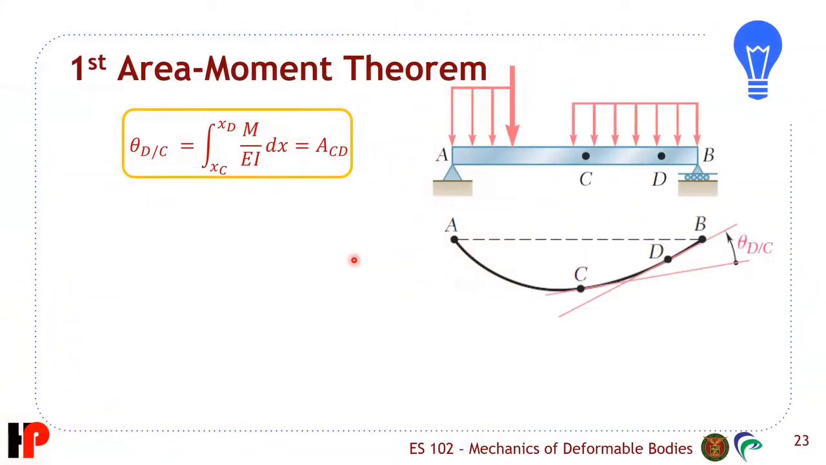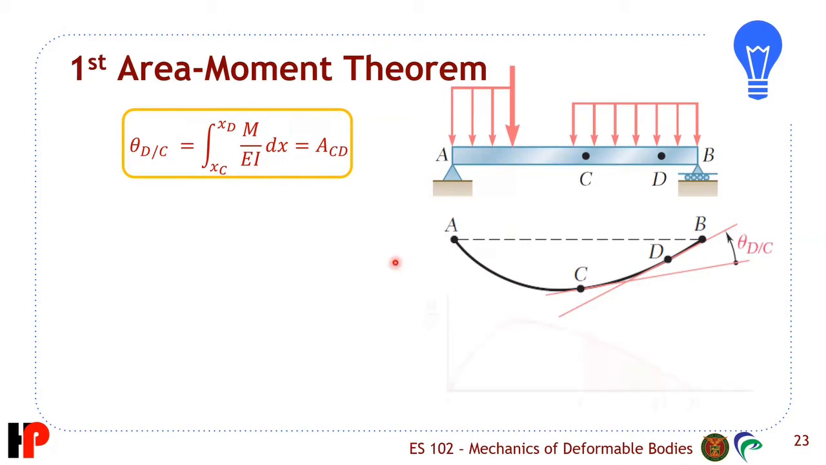It states that the relative slope theta D with respect to C, between two points C and D on a beam, is just equal to the area of the M over EI diagram with respect to CD. Now, if you've tried solving our quizzes or part 1 of this lecture, quiz number 2 was particularly difficult in coming up with your M over EI diagram. That is the problem we will solve with the method in this lecture.